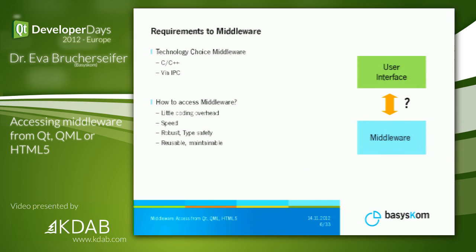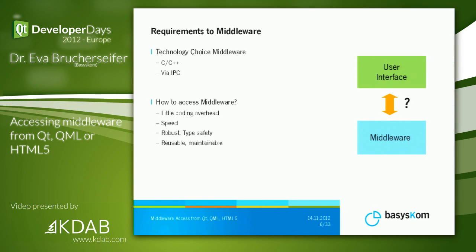So when we look at how we implement the middleware and the requirements here, especially in the embedded space, and that's what we are talking about, it's most of the time C or C++. Sometimes you use an IPC mechanism or even a remote protocol, but usually you have a library locally with an API that you can access. So this is kind of the starting point.